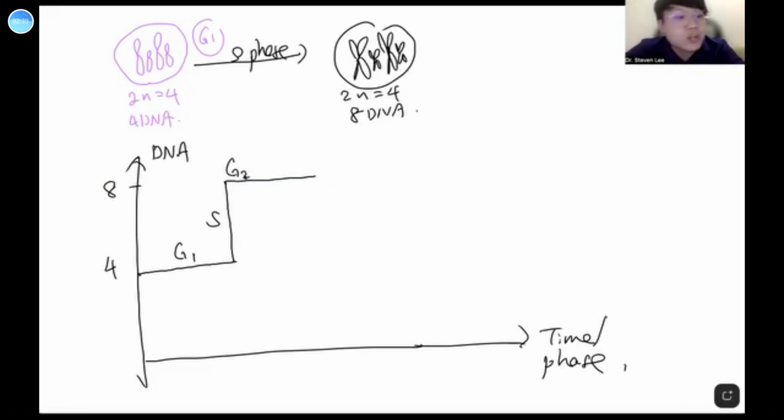So after G2, which stage are you going to be? They already say the cell is going to undergo meiosis, meiotic division. So we go to M phase, which in this case is meiosis. Okay, so meiosis starts with what phase? Simple question as that: prophase 1.